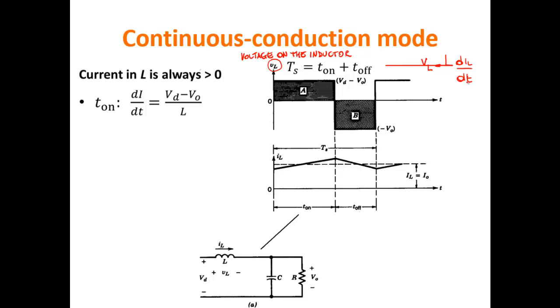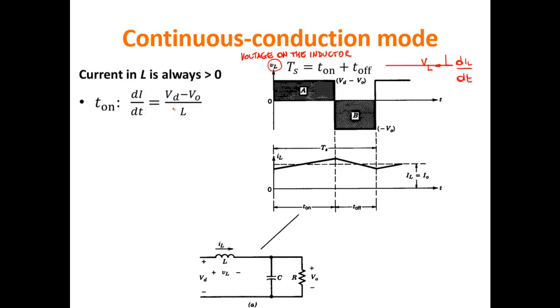During T on, the derivative of the current in the inductor with respect to time is equal to Vd minus Vo, which is the voltage applied to the inductor, over L. And so it is positive, since of course Vo is smaller than Vd. Vd is the maximum value that the voltage can reach. So during the whole T on, this difference is constant, so the derivative of the current is constant, which means that the current is increasing linearly.